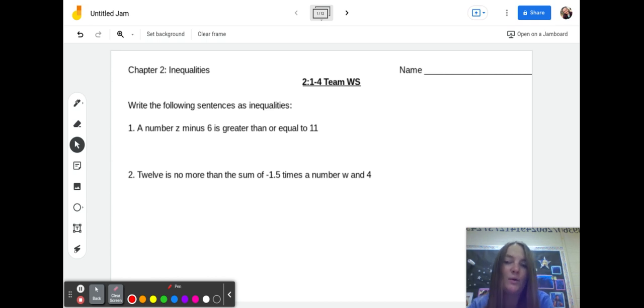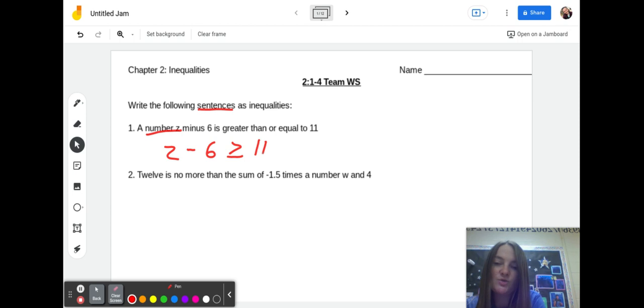equal to 11. What we want to do is take this sentence and write it as an inequality. The number z is just going to translate down here to be the variable z. Minus is the same thing as subtraction. 6 is greater than or equal to. So is greater than or equal to is this symbol here. Notice how the bigger end is facing what is greater. And we want to say that's greater than or equal to 11.